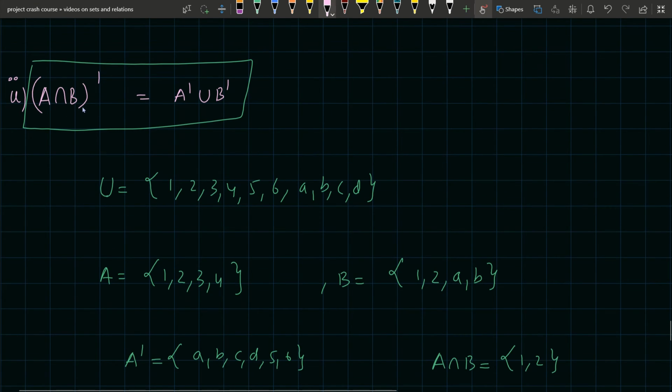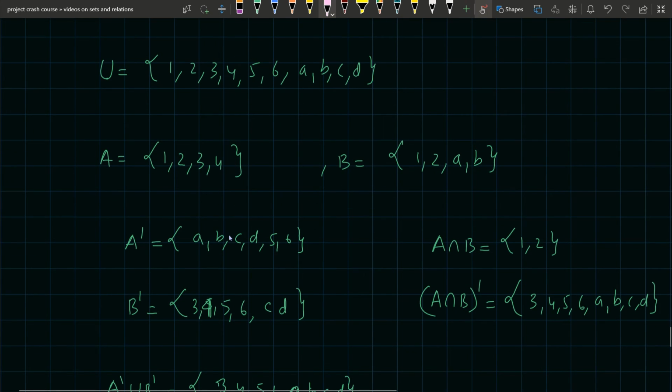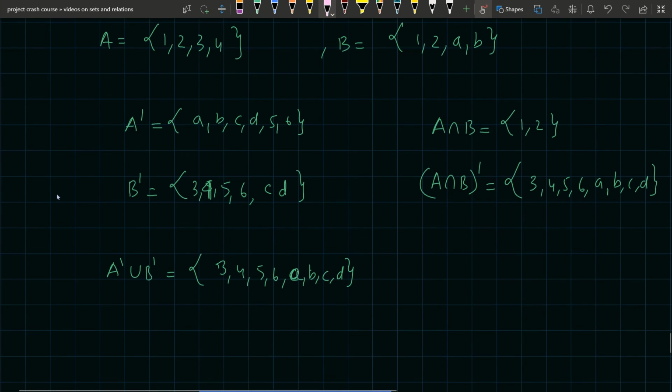It is saying (A intersection B) complement will be equal to A complement union B complement. Okay, the universal set is the same, A is the same, B is the same. Everything we have found out here. What is A complement? A, B, C, D, 5, 6. What is B complement? 3, 4, 5, 6, C, D. A intersection B is 1, 2. (A intersection B) complement will be 3, 4, 5, 6, A, B, C, D. When you do the union of A complement and B complement, that is also 3, 4, 5, 6, A, B, C, D. So both are equal.